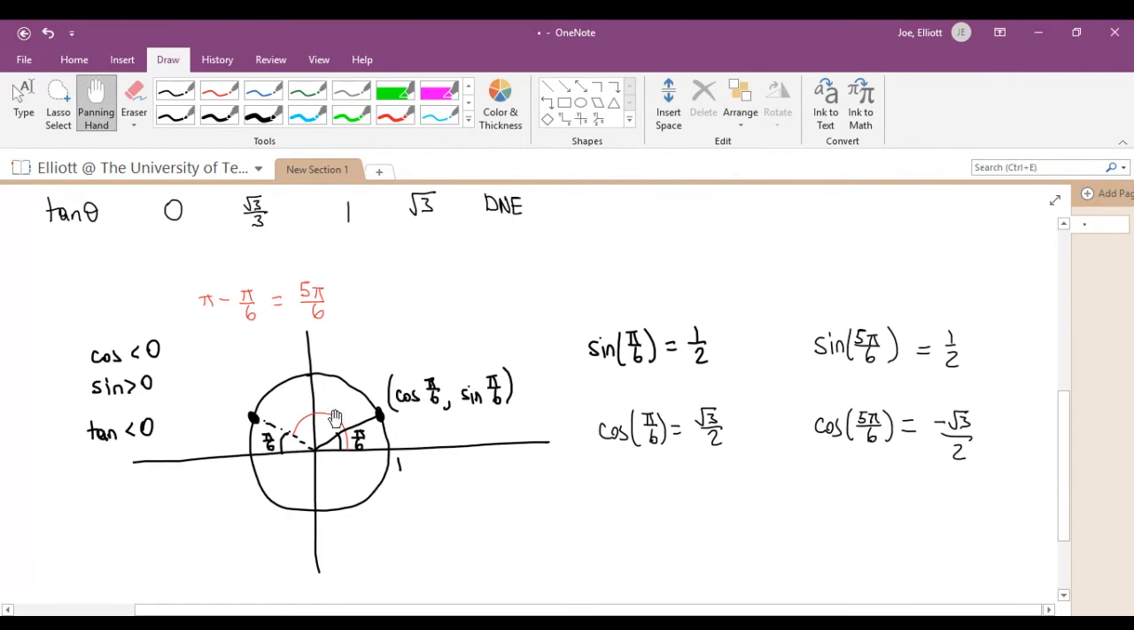So it takes a little bit of work. If you only have the first quadrant memorized, it takes a bit of work to figure out the values of the trig functions in the other quadrants, but you can do it if you just draw a picture of the unit circle and use the symmetry to figure things out.